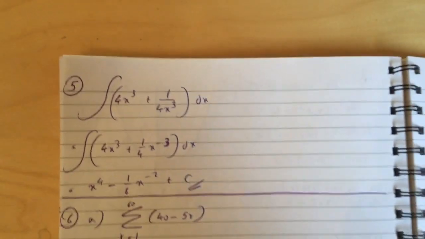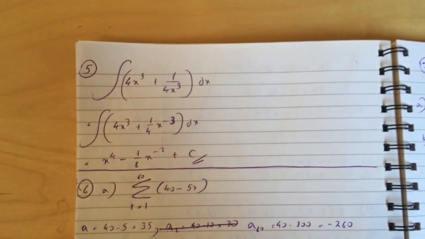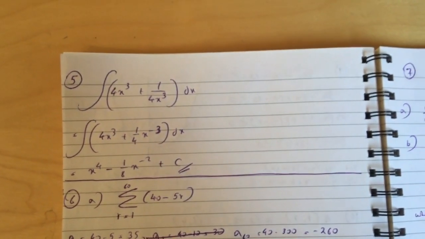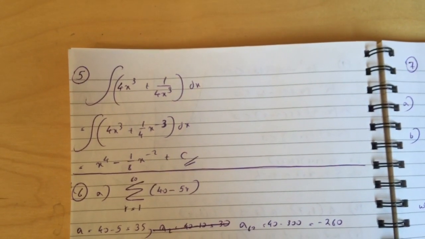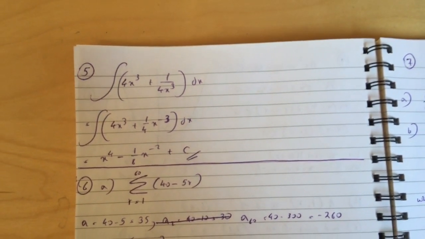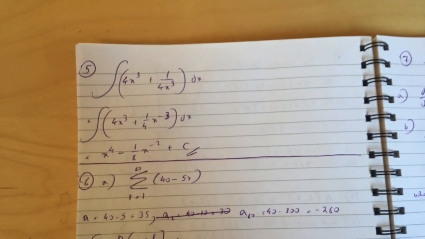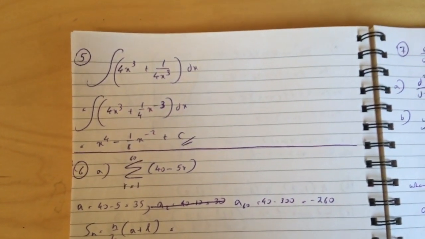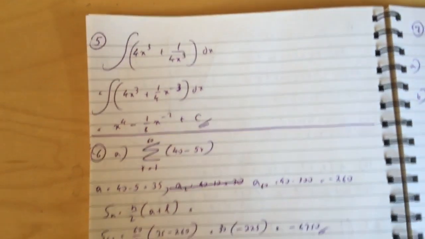And question 5, probably the shortest question in the paper. Integral of 4x cubed plus 1 over 4x cubed dx, so that would be the integral of 4x cubed plus 1 over 4 x to the minus 3. Now a lot of people bring this 4 up on the second term. Make sure the 4 doesn't come up. Okay, when you integrate it, it becomes x to the 4 minus 1/8 x to the minus 2 plus c.